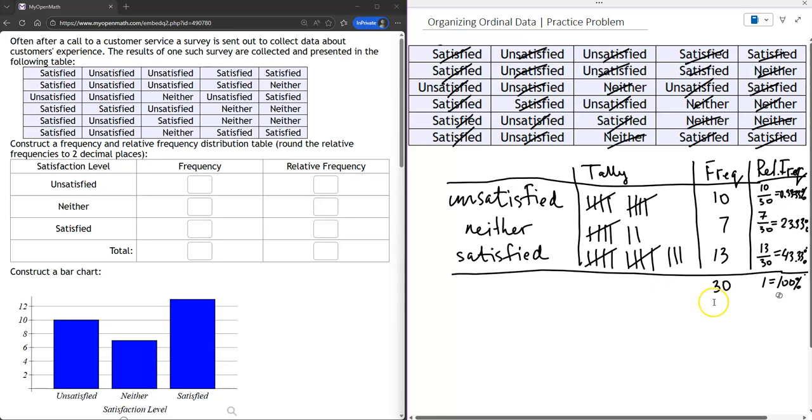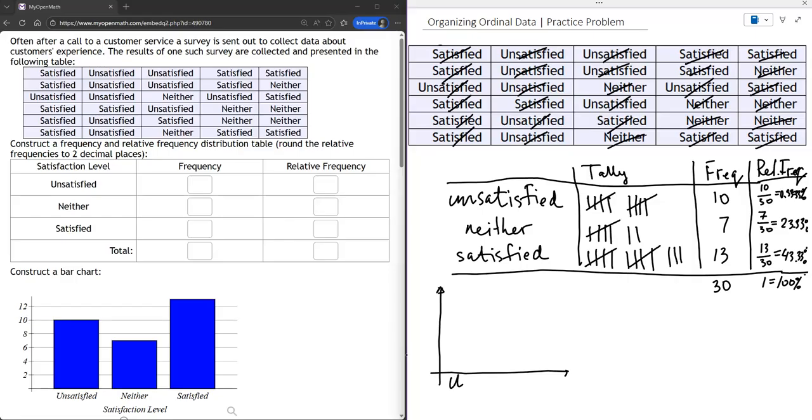And let's construct a bar chart. To construct a bar chart, we're going to list all values on the x-axis. So here we have unsatisfied, neither, satisfied, and we're going to create a scale. I'm going to go up to 15 in increments of 5. So this is 5, 10, 15. And according to this scale, we have 10 unsatisfied, so the bar will be this tall, 7 neither, so it will be roughly this tall, and 13 satisfied, so the bar will be this tall.